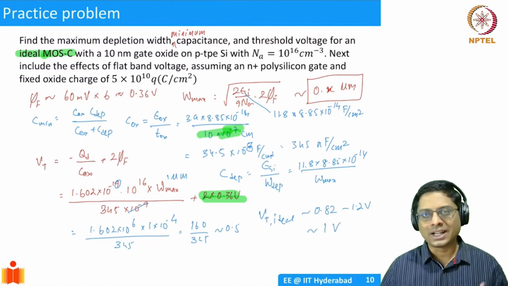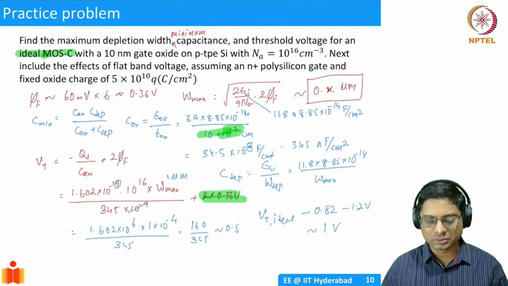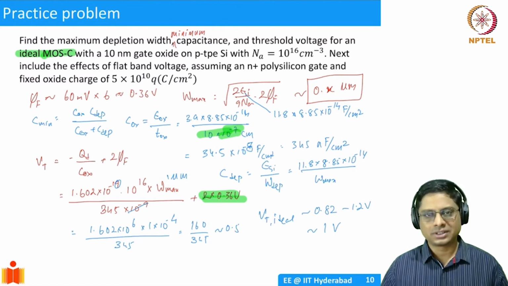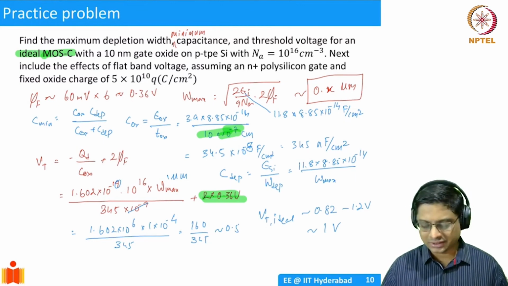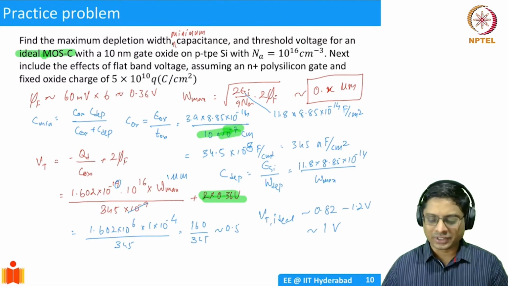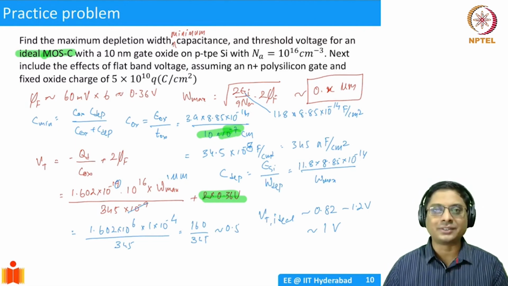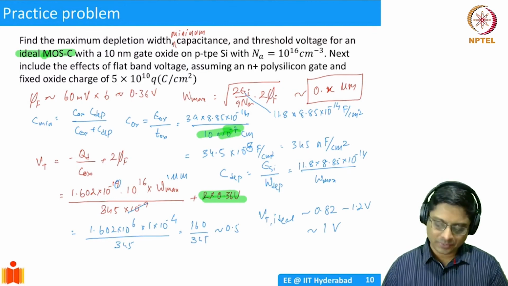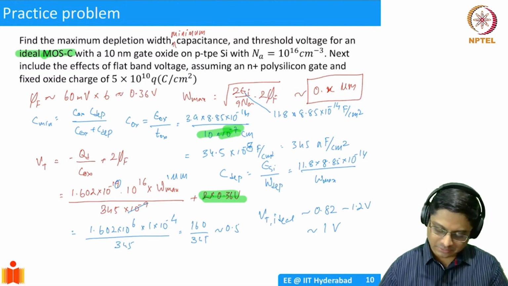Okay, so why I did this is basically, you need to be familiar with guessing the numbers. Sometimes it requires that you guess and still have the right order of magnitudes. Okay, so this is my VT.